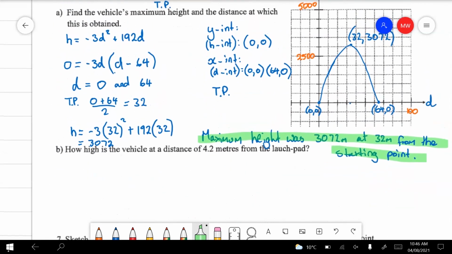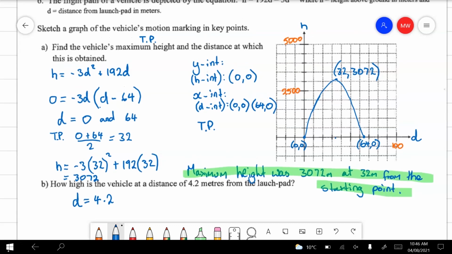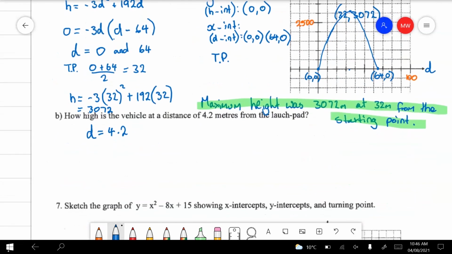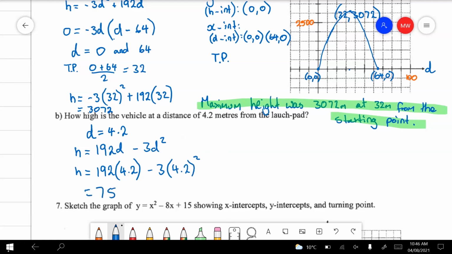How high is the vehicle at a distance of 4.2 meters from the launch pad? This is really just a substitution question. So we've got that the d value is 4.2. All we need to do is go back to the original equation. We might even go right back to the very original equation here. If the original equation is that the height is 192 groups of d minus 3 groups of d squared, all we have to do is replace the d's with 4.2s. Pop it in our calculator, and the answer will be 753.48 meters.